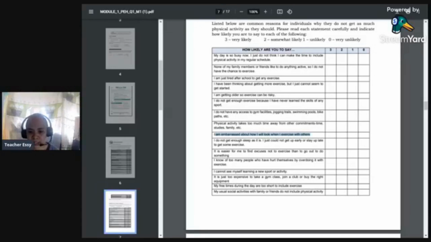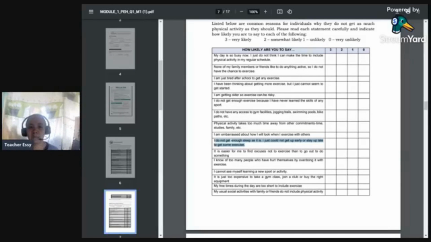Next, number 10. I do not get enough sleep as it is. I just could not get up early or stay up late to get some exercise. Yes, I think it's understandable. So it's like, ang hirap pumangon para mag-exercise. Or probably I cannot do it even at night. Okay? Because I don't get enough sleep. Alright, so I think I could use this one.